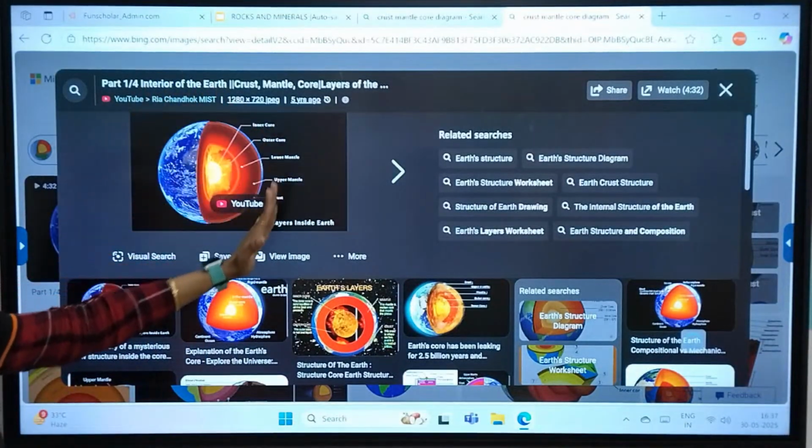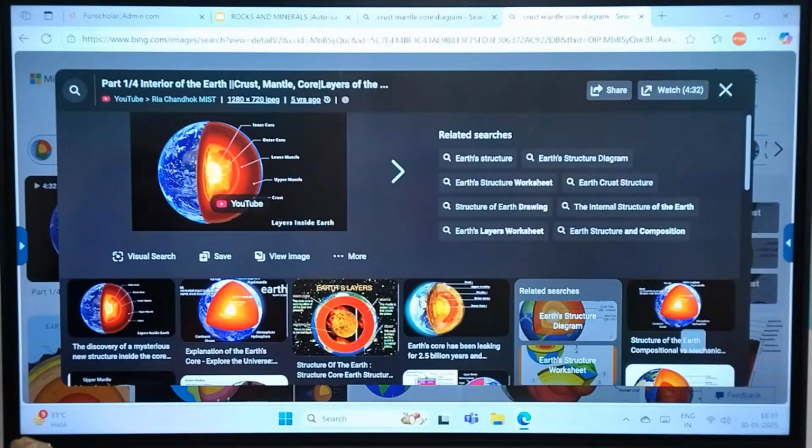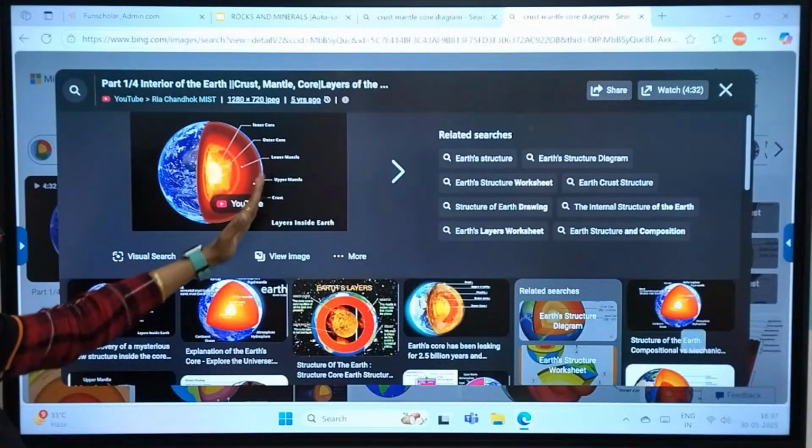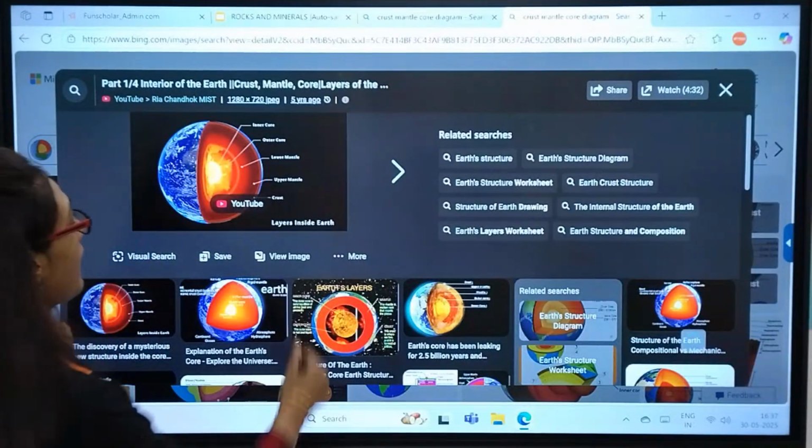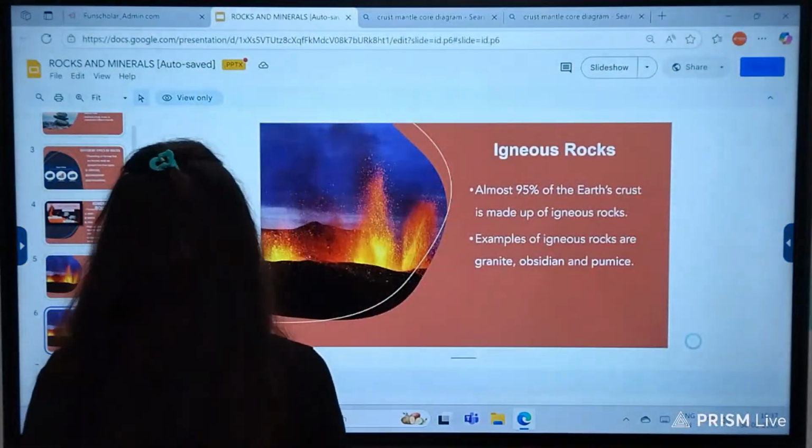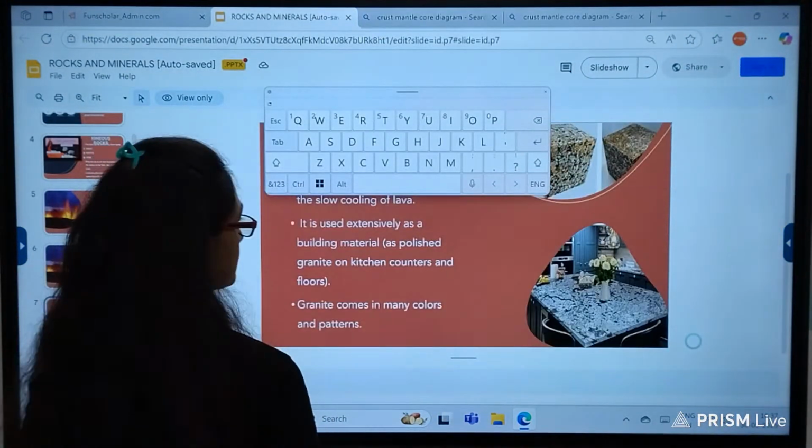Understood? This is such a nice picture given over here. So this is so beautiful. Understood how it looks? I hope you have. Okay, now back to our slide.